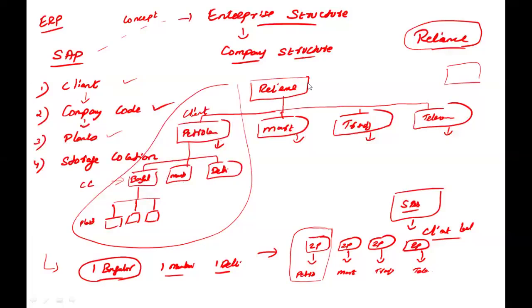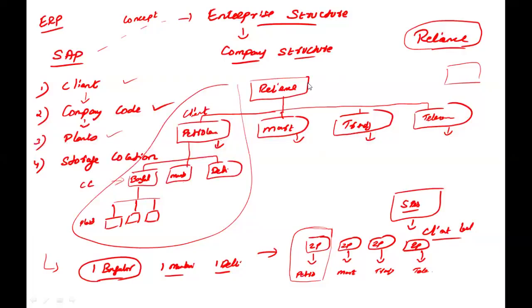So the first hierarchy will be the client, then you have the company code, then the plants and store location. So under client, you will have multiple company codes. Under company code, you will have multiple plants, and under plant, you will have multiple store locations. And we also discussed how we are going to decide how many company codes we are going to have, or are we going to take this as a company code?